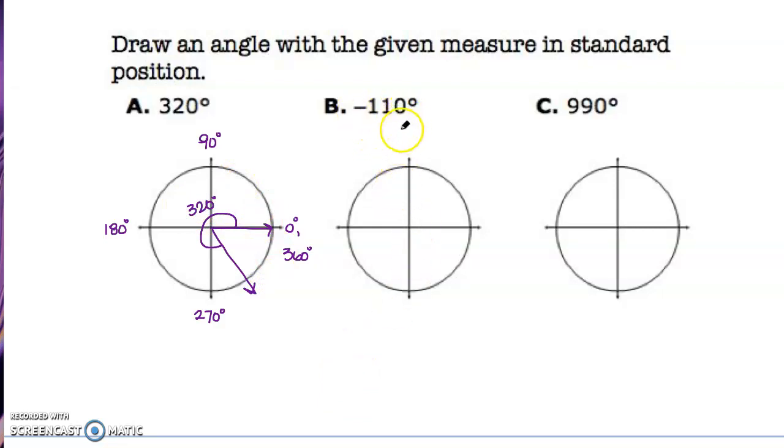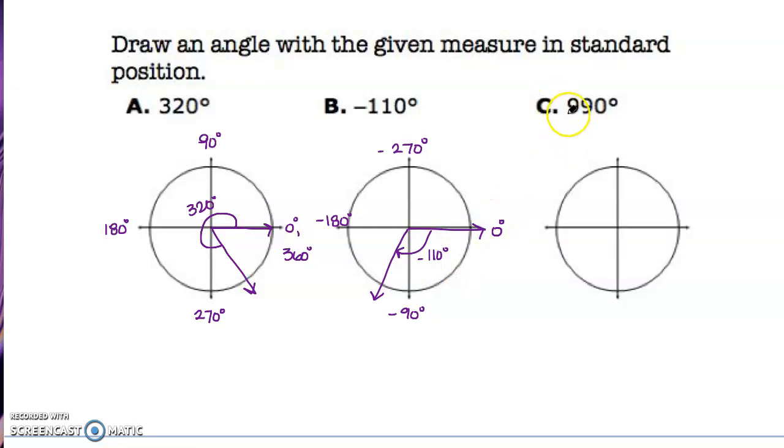To measure negative 110 degrees, again, that means we're now moving in the clockwise direction. So if I started here at 0, this angle would be negative 90. This would be negative 180. And then negative 270. So a negative 110-degree angle is going to be slightly past 90, and we would have moved this direction to go negative 110 degrees.